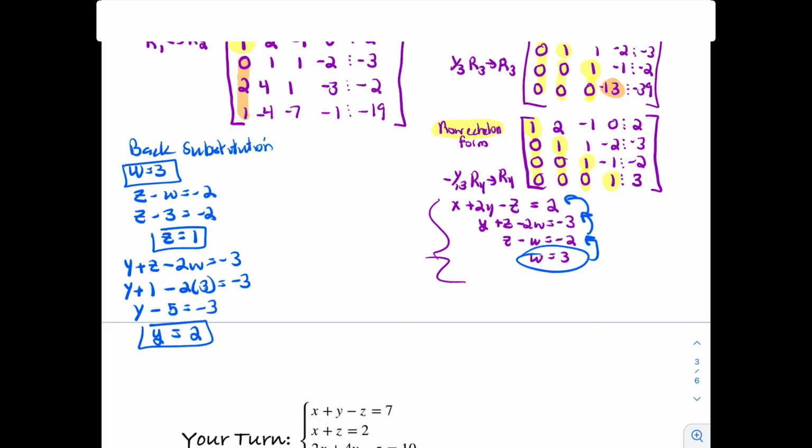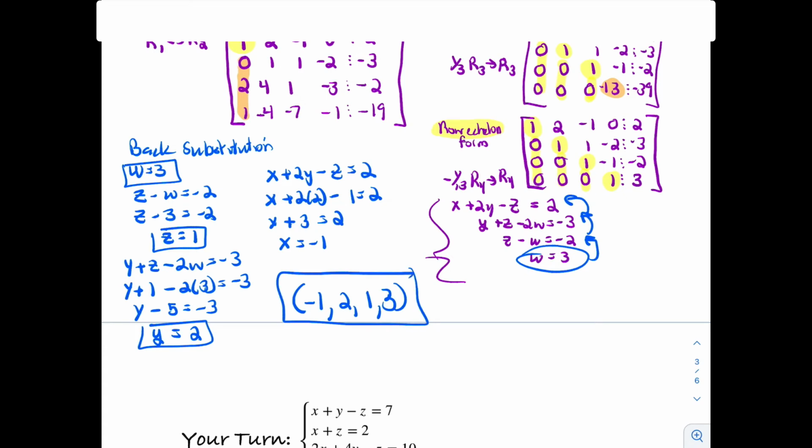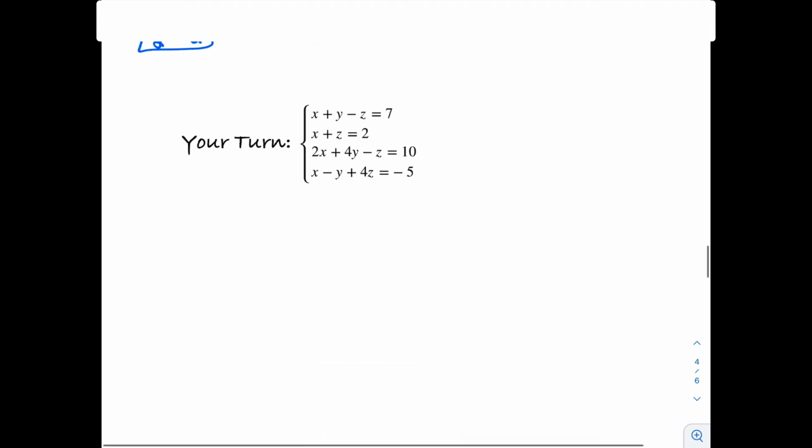And then we're going to go back to the next equation, replacing every y with 2, z with 1, and w with 3, and solving for x. And we get x is equal to negative 1. So our solution is negative 1, 2, 1, and 3. We write this in the order of x, y, z, then w. And that's how you solve a system of equations using Gauss-Jordan elimination.